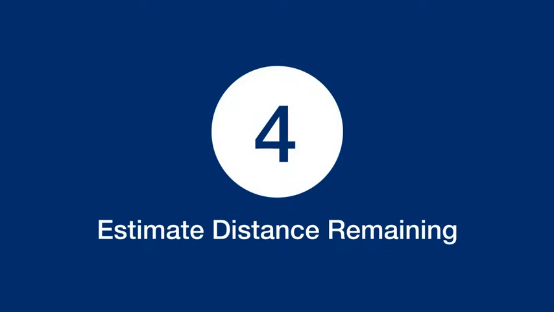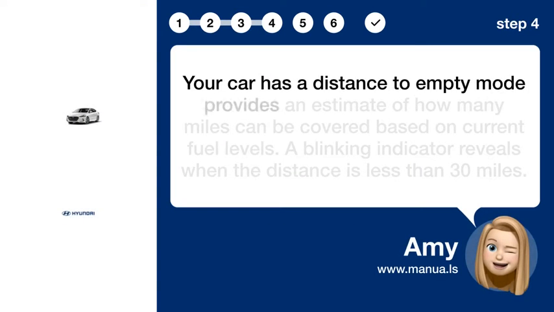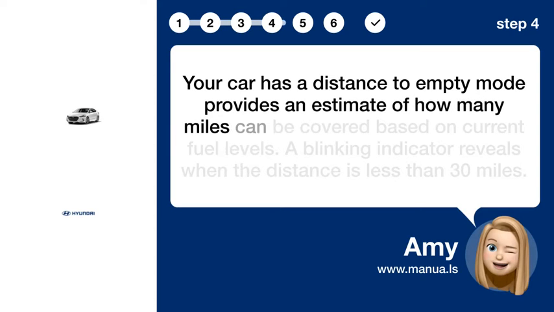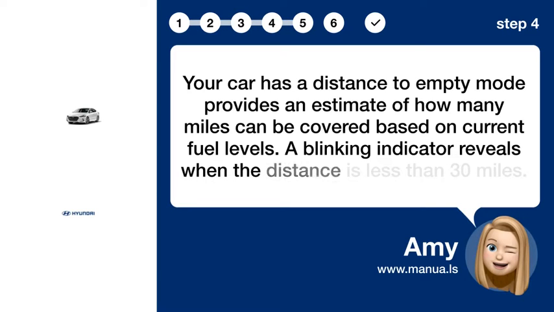Step 4. Estimate distance remaining. Your car has a distance to empty mode, which provides an estimate of how many miles can be covered based on current fuel levels. A blinking indicator reveals when the distance is less than 30 miles.